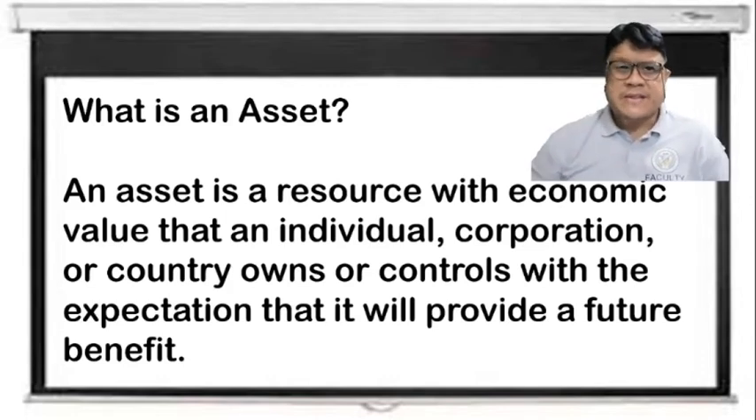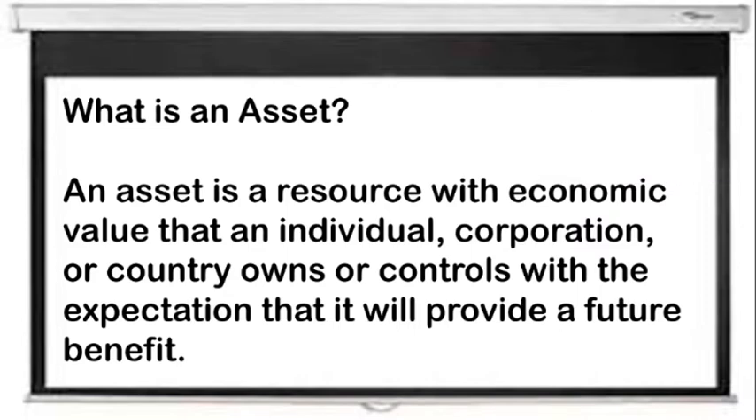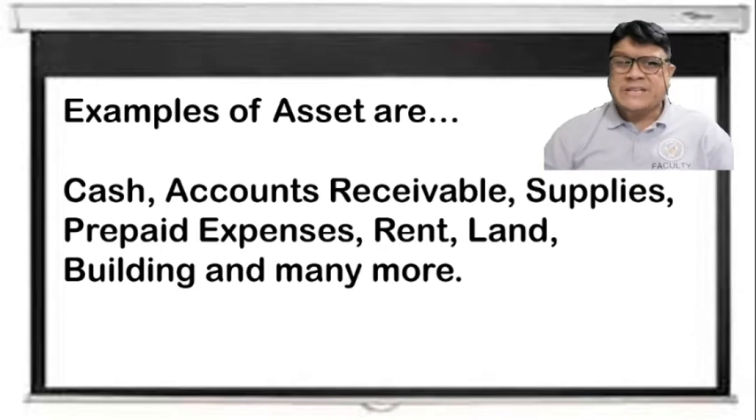What is an asset? An asset is a resource with economic value that an individual, corporation, or country owns or controls with the expectation that it will provide a future benefit. Examples of assets are cash, accounts receivable, supplies, prepaid expenses, rent, land, building, and many more.